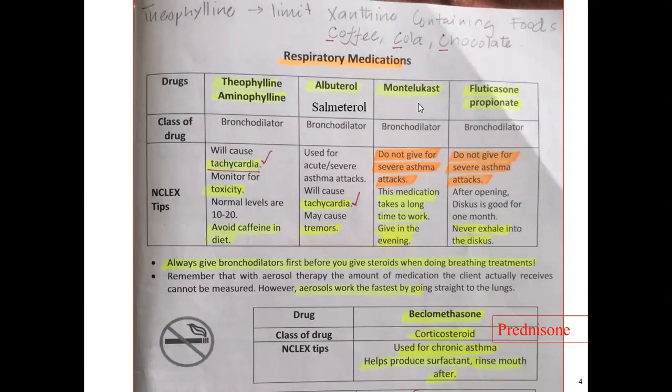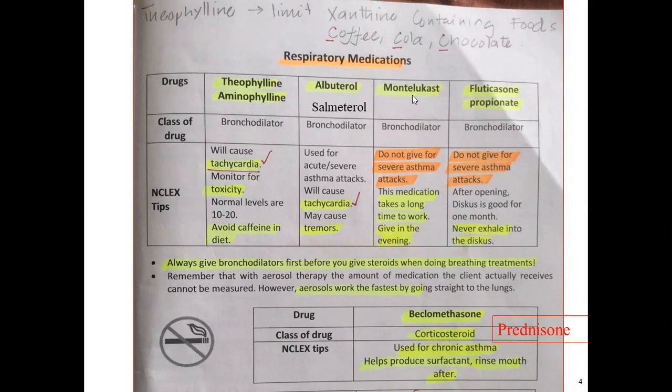Basically, Montelukast we use for asthma, COPD, or exercise-induced bronchial asthma. If a patient has exercise-induced bronchial asthma, tell your patient to take Montelukast at least 2 hours before starting the exercise. Or we educate our patient to take Montelukast in the evening with food.